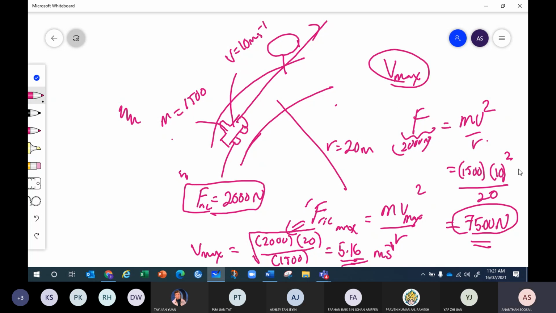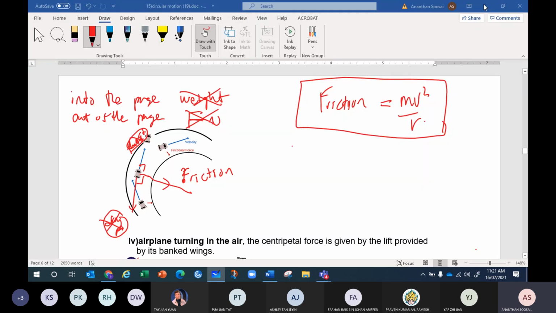Any questions, guys? Any part you don't understand? I hope you understand. The whiteboard is giving trouble now. So that's about this system. Friction contributes to the centripetal force. When at V max, the friction becomes maximum. Any questions? No questions.